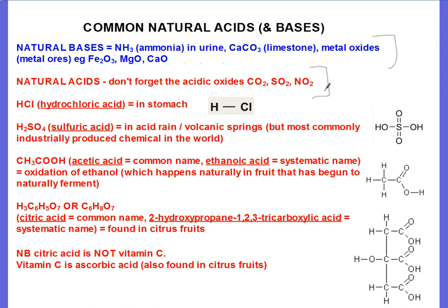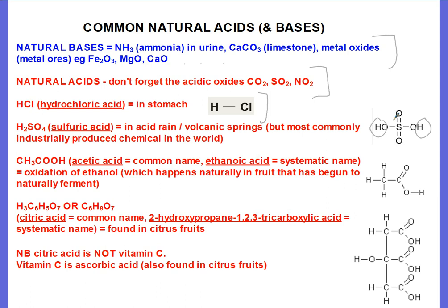Some other example natural acids: hydrochloric acid, found in your stomach, and there's the formula for hydrochloric acid. Sulfuric acid is found in acid rain and volcanic springs, but most of the time sulfuric acid is an industrially produced chemical. It's the number one, or most commonly produced, industrial chemical in the world. H2SO4 is diprotic, it's got two protons it can donate, and these are the two protons it can donate in a reaction.